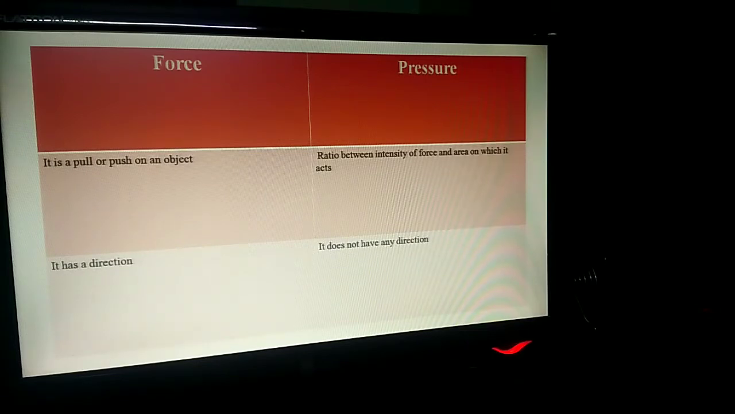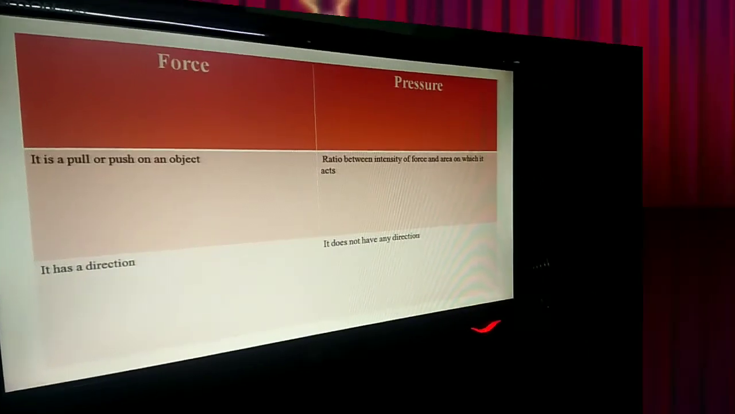Now what is the difference between force and pressure? Force is a physical factor which is applied by a pull or push on any object, and it has a particular direction, so it is a vector quantity and changes the property of inertia of the bodies. Whereas pressure is the intensity of force on the area with which it is in contact, and it does not have a particular direction, so it is a scalar quantity. SI unit of force is Newton, whereas pressure is Newton per meter square.